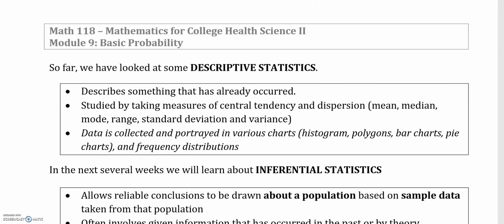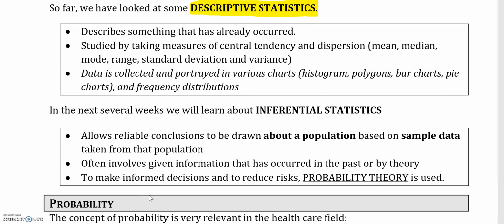In Unit 2, we learned about descriptive statistics, which describe things that have already occurred. We looked at various measures, such as mean, median, mode, range, standard deviation, and variance, to describe data sets, as well as portraying them using charts and frequency distributions. In this unit, we'll be learning about inferential statistics, which allow us to draw conclusions and make predictions on how likely certain things are to occur. And it often involves given information of things that have occurred in the past or theory.